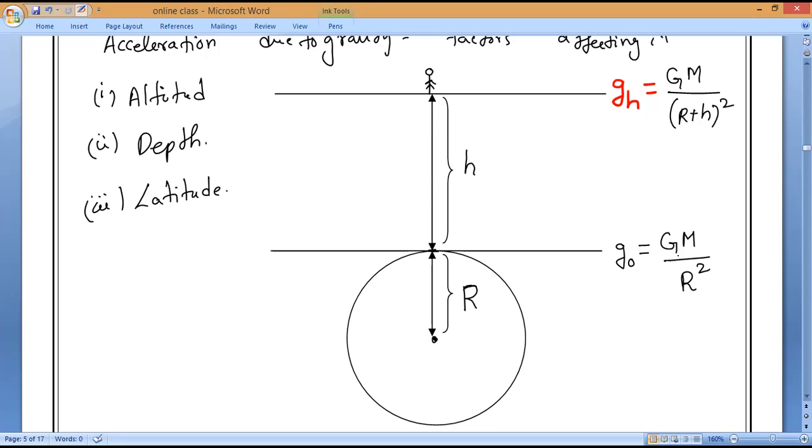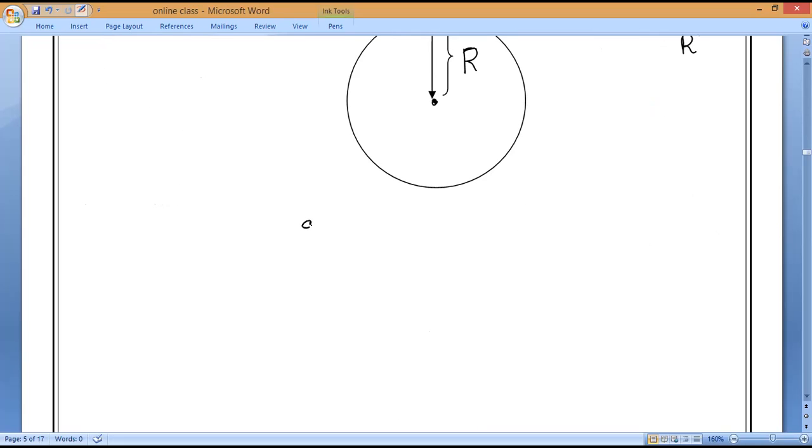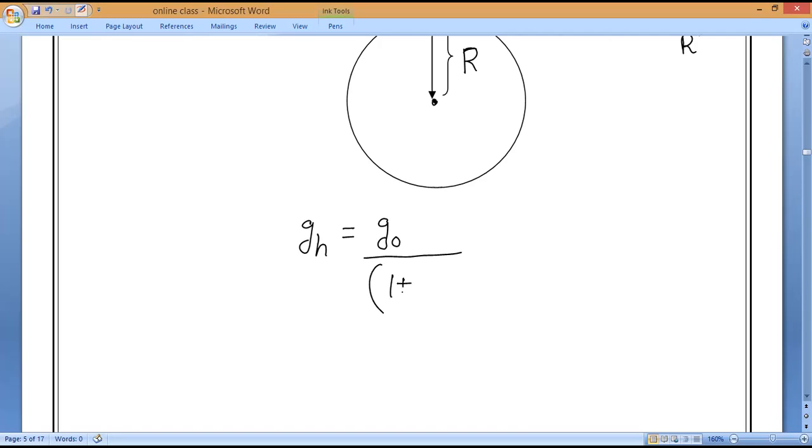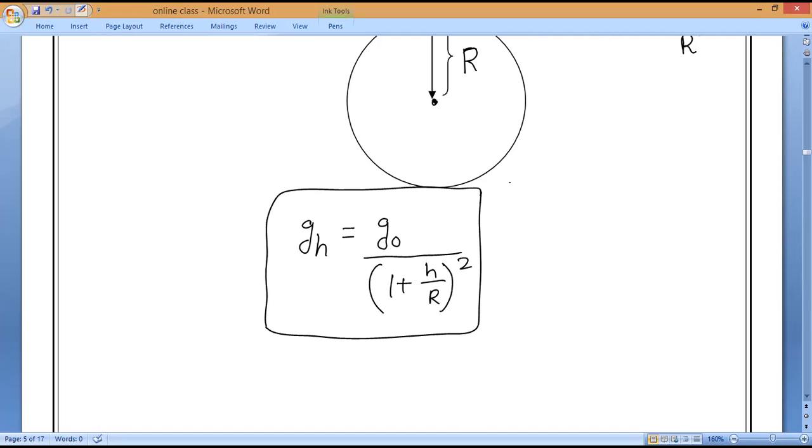By merging these two equations, we found the formula. At a particular height, if you want to find the gravitational acceleration, the formula is g h equals g naught into 1 divided by (1 plus h by R) the whole square. This is the formula. Yes or no?